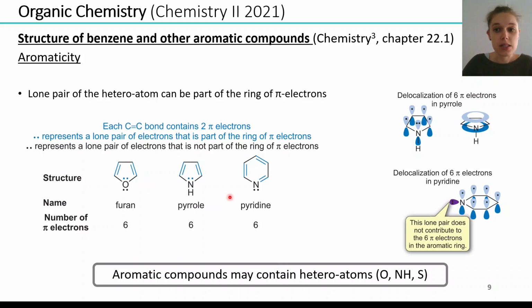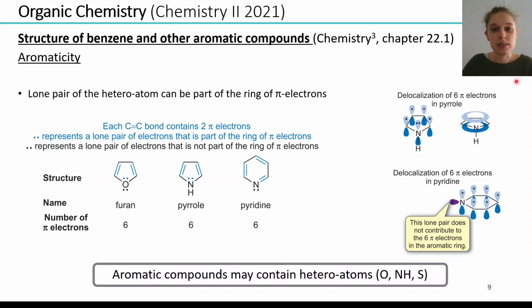Another similar system to furan is pyrrole. You can see we have again a 5-membered ring, and we only have 2 carbon-carbon double bonds in this ring, but we have 1 nitrogen atom which has a lone pair. Now the lone pair of the nitrogen atom contributes by overlapping with the p orbitals of the carbon atoms to create the pi ring. And in this way we get again 6 pi electrons which are delocalized in pyrrole.